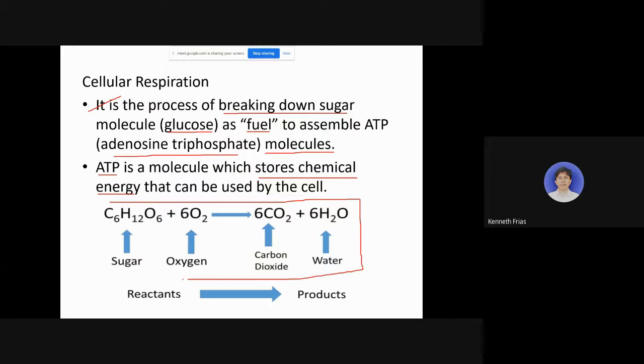This is the general chemical equation, which is a balanced reaction of cellular respiration. It states that one glucose molecule will combine with six molecules of oxygen. These are called the reactants. And the products are six molecules of carbon dioxide and six molecules of water. If you notice, if you reverse this reaction, it's what we call photosynthesis. So cellular respiration is the reverse reaction of photosynthesis.